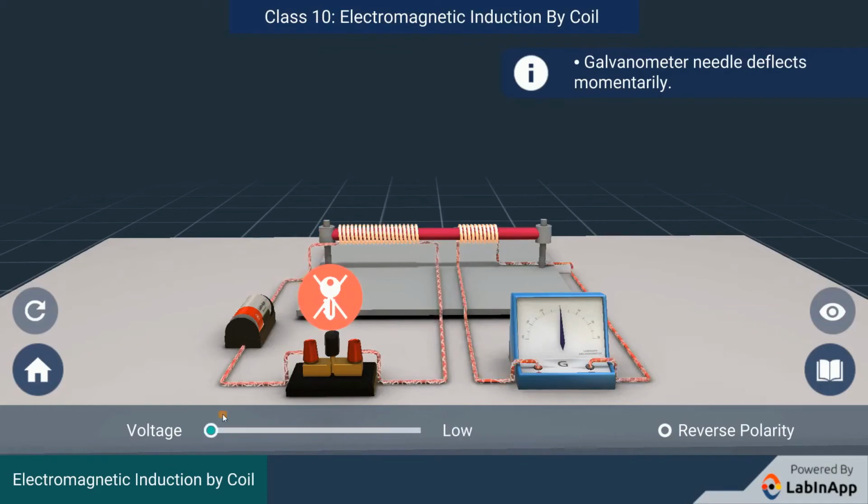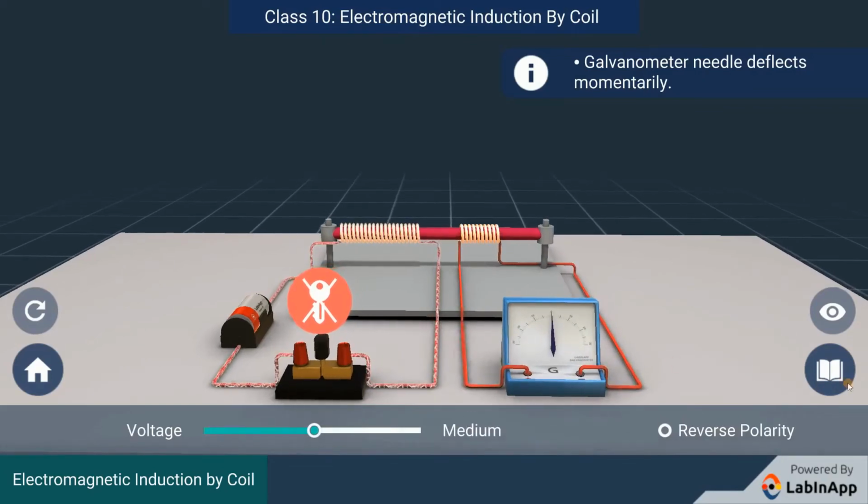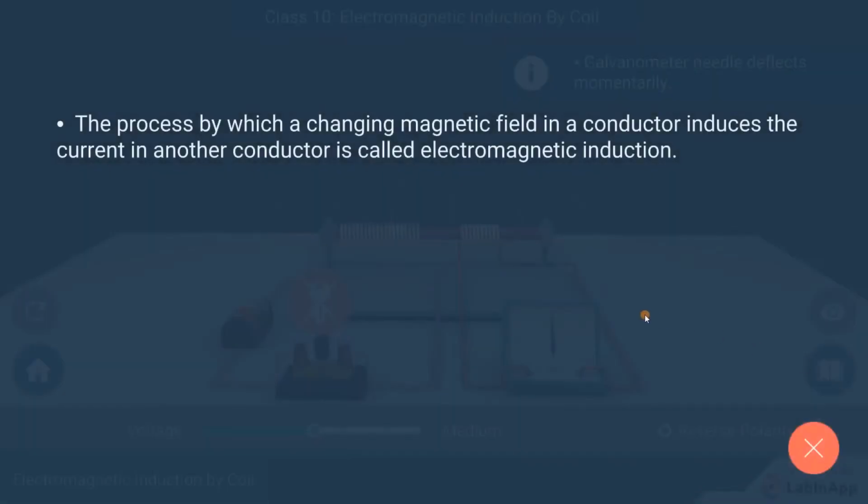We have observed that a potential difference is induced in the secondary coil whenever the electric current through the primary coil is changing. So, we can conclude that the process by which a changing magnetic field in a conductor induces current in another conductor is called electromagnetic induction.